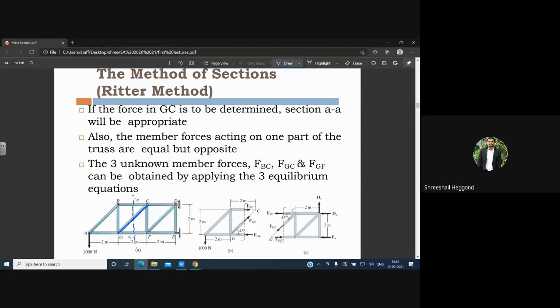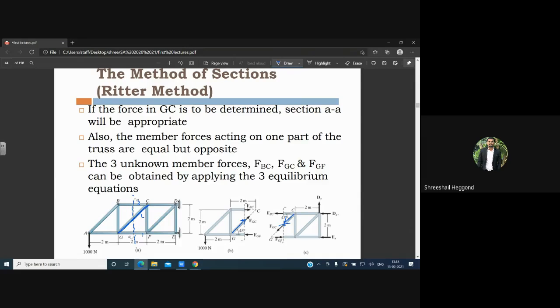There are 3 members. This is 1, this is 2, and this is 3. There are 3 members in the section line. Maximum should be of 3 members, not more than 3 members. If you cut this section, then you can identify this force easily, by considering this part or the right hand part. Any part you can consider and find out the sectional force or the member force for a particular component. That is easy.